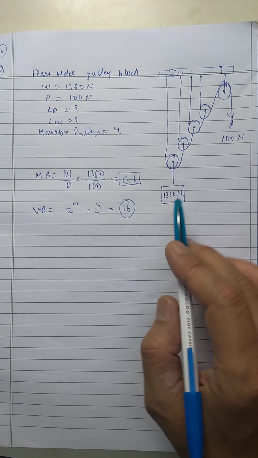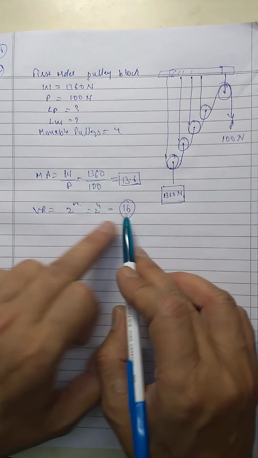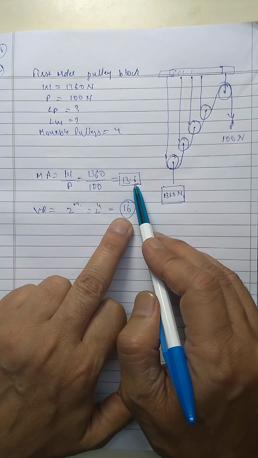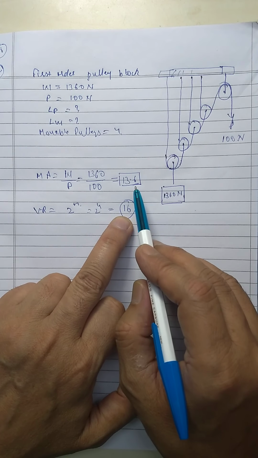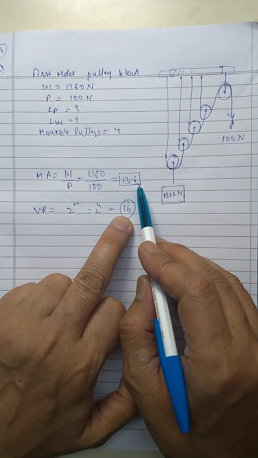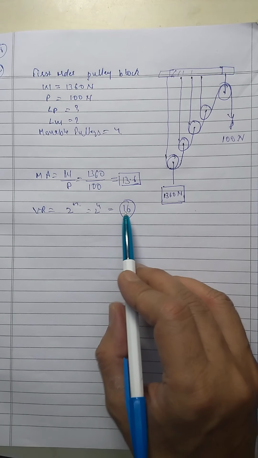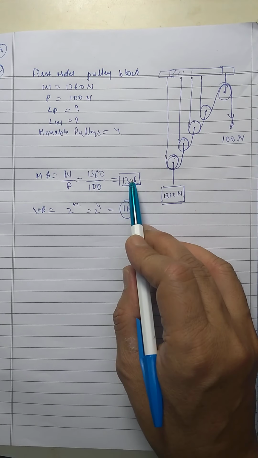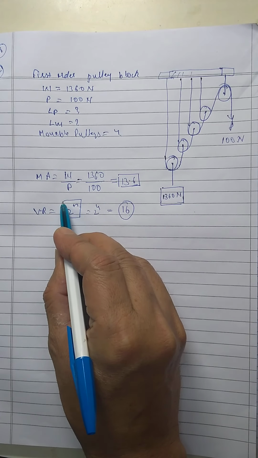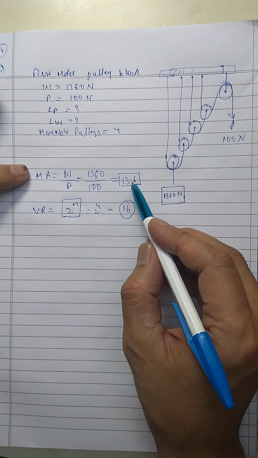Suppose if it was a frictionless system, then the mechanical advantage would also be 16, but that is in case of ideal system, but not in case of actual system, because no machine is ideal. Every machine has got some friction. So velocity ratio is always more as compared to the mechanical advantage. So you have to learn first of all this formula, 2 raised to power n. This is the velocity ratio in case of a first order pulley block. So mechanical advantage and velocity ratio.